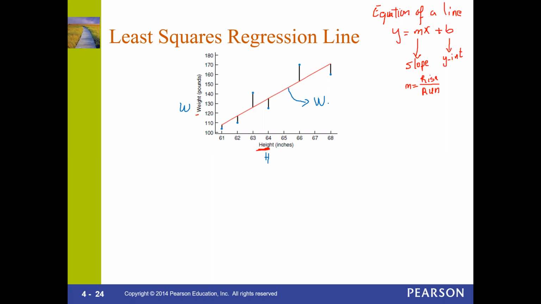I can say W is equal to m, which is the slope, times H, which is the x value, and then plus b, which is the y-intercept. Again, we can say the weight is equal to m times the height plus b, all right?